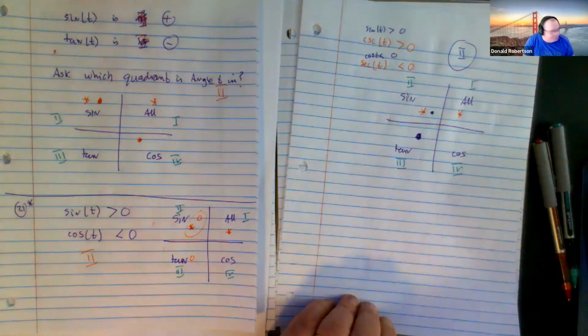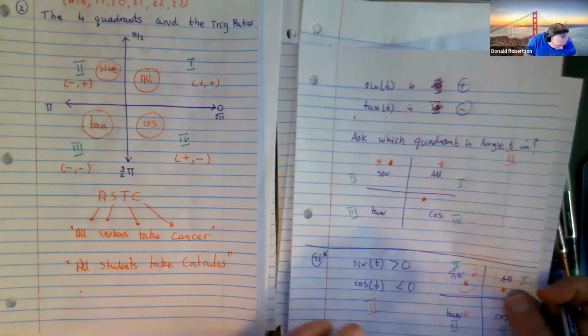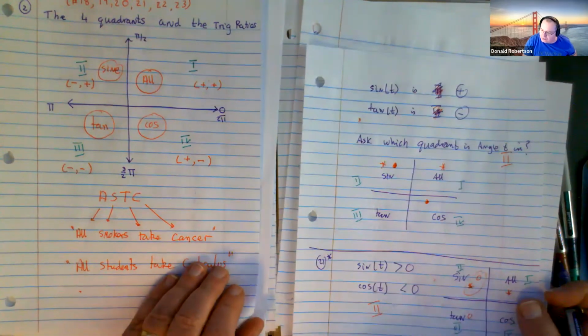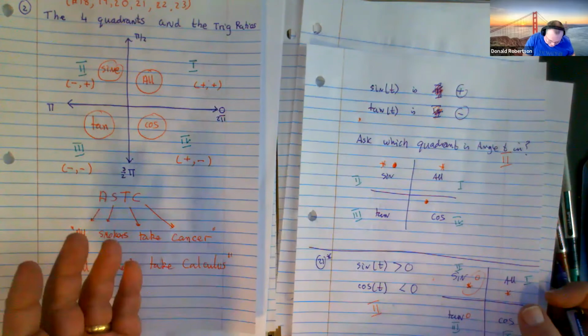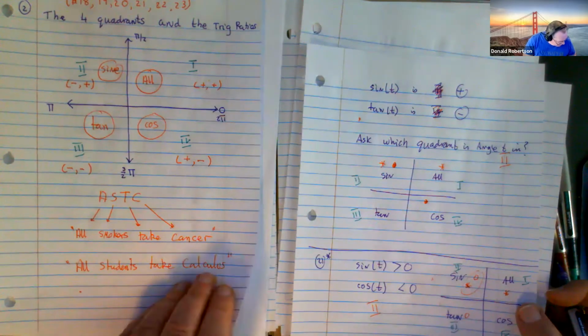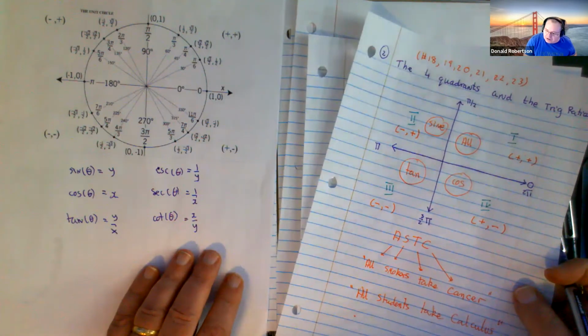Right. Are we good? So, is it comfortable then that we can move on from these 18 to 23s? Because they're all, is it plus or minus, or which quadrant is it in, right? Those are the two kinds of questions we've covered. Are we good? Last chance. Okay.